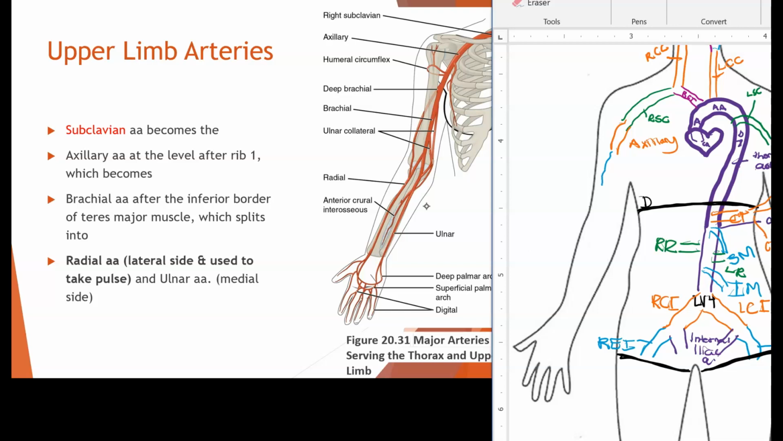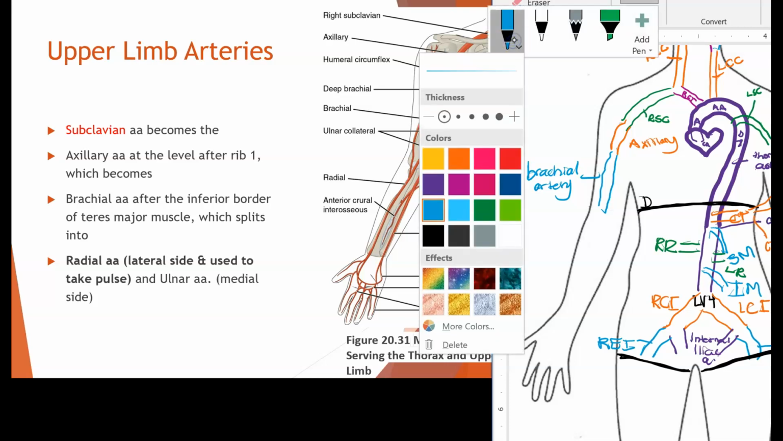And then it's going to change its name once again once it passes the teres major muscle. And it is now going to be called your brachial artery. What did we use the brachial artery for? What did we use it to measure? It was blood pressure. Hopefully you got that right.